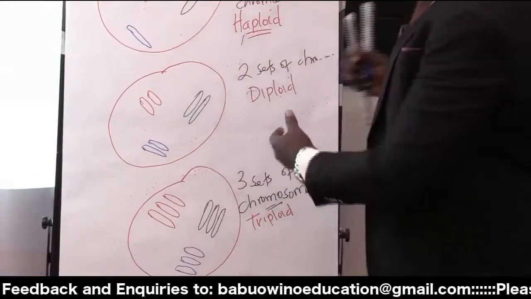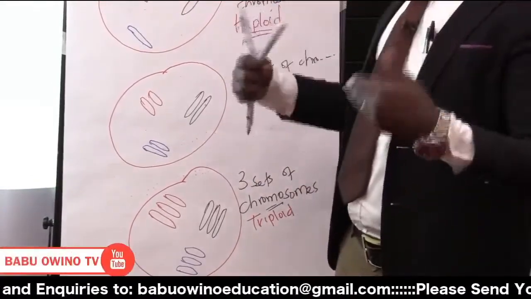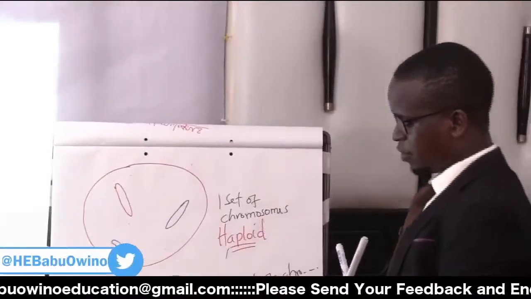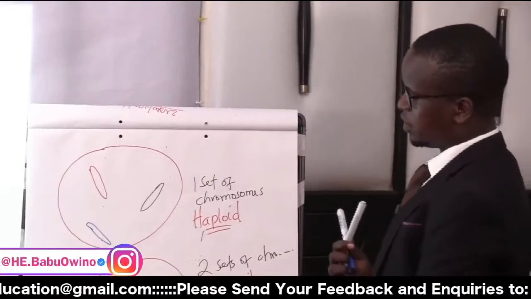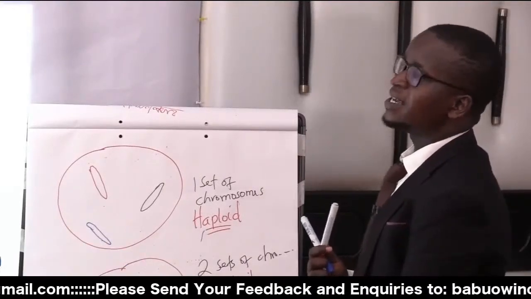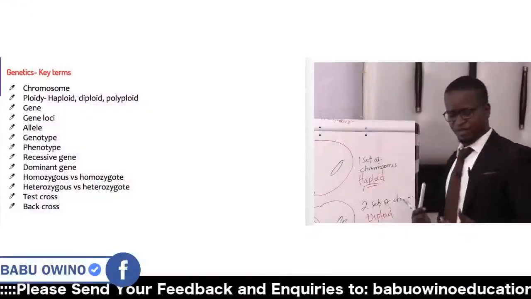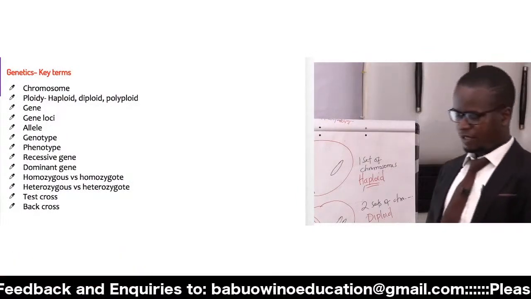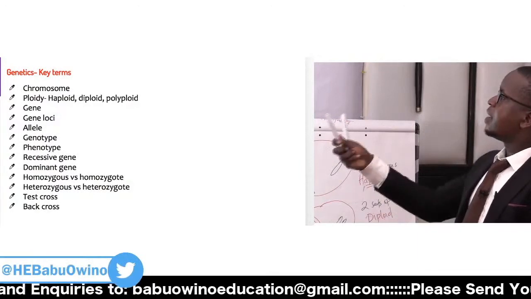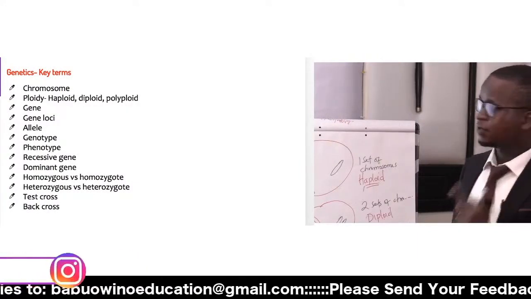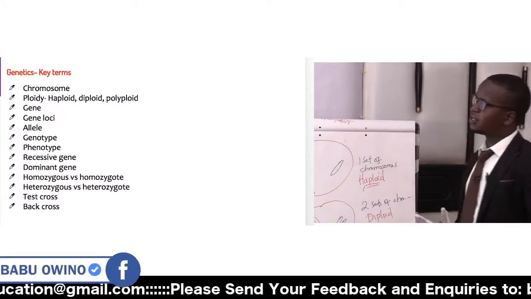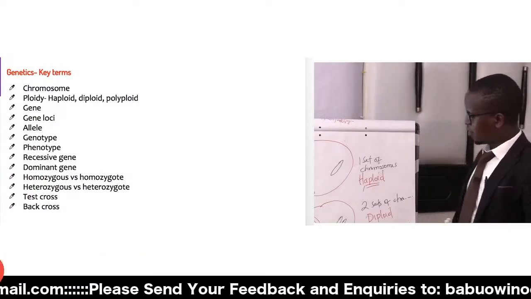But anything from three going forward, three sets, four sets, that one is described as a polyploid cell. So it's always important to take note of this. Ploidy, if we are asked to define it, is simply a term that describes the number of sets that we have in a chromosome. A haploid cell is a cell that contains one set of chromosomes. Diploid contains two sets of chromosomes, and polyploid has got more than two sets of chromosomes.